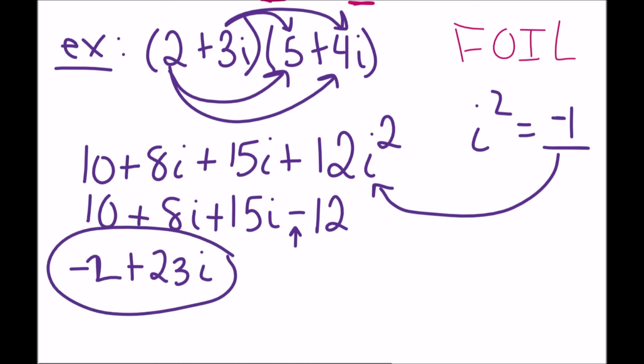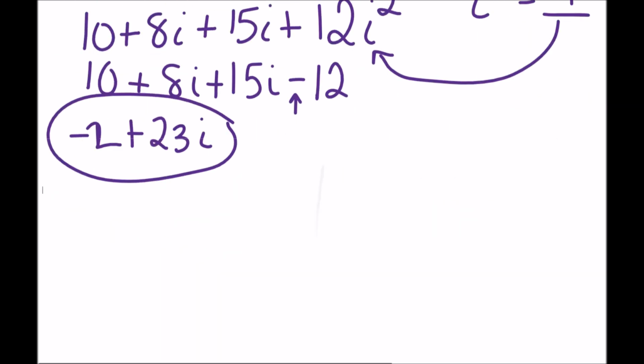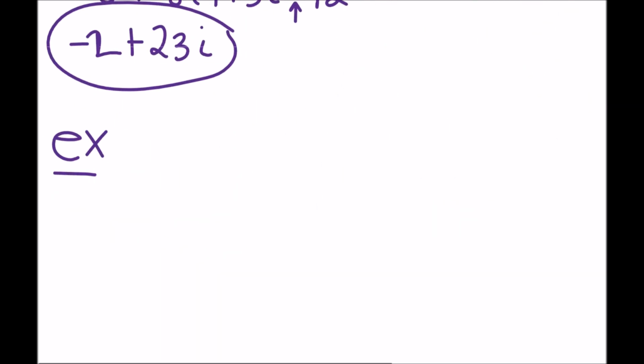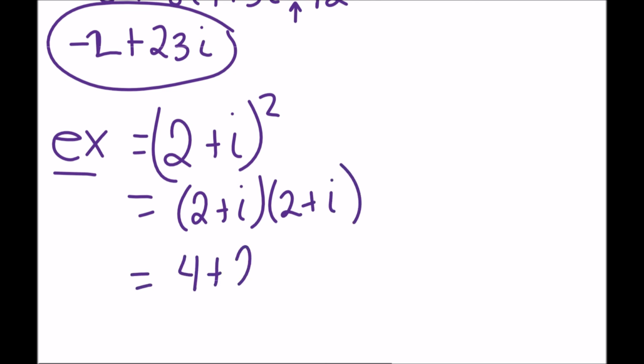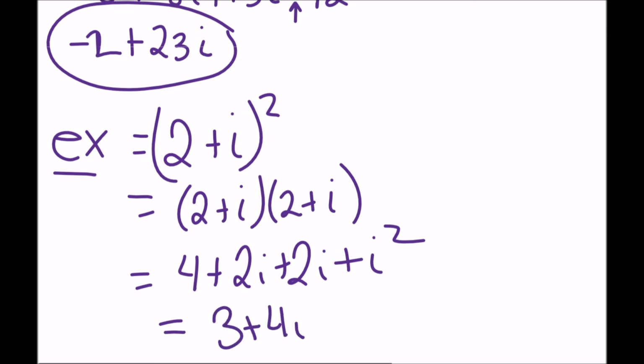And then let's just do one more example really quick. x equals 2 plus i quantity squared. So we know this is the same thing as 2 plus i times 2 plus i. Let's use FOIL. So we're going to go 4 plus 2i plus 2i plus i squared. So if we simplify that down, that's 3 plus 4i.